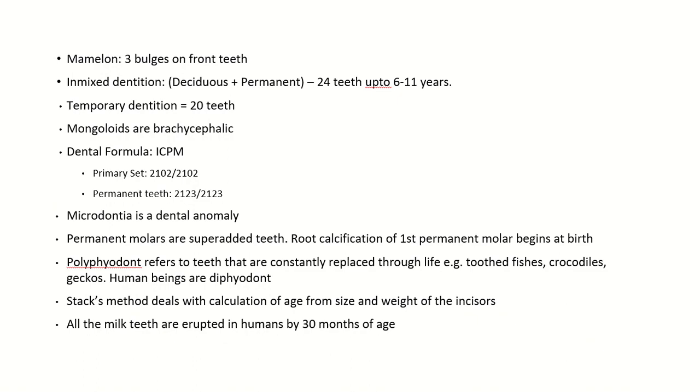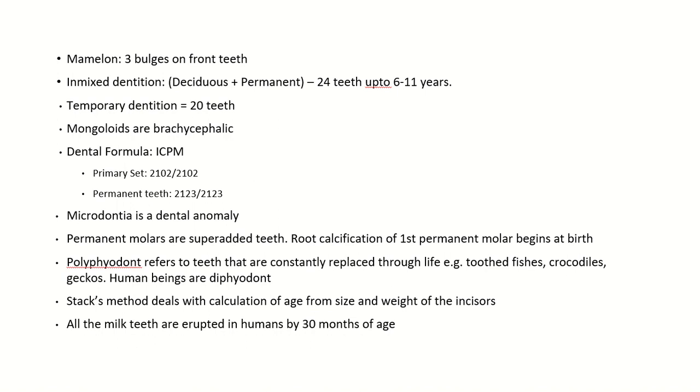Some important terms related to teeth. Mamelon is the 3 bulges on front teeth. Mixed dentition means permanent as well as the deciduous ones. In mixed dentition we have 24 teeth, and this dentition is from 6 to 11 years of age, where both the temporary and the permanent teeth are present. Temporary dentition: in temporary dentition we have 20 teeth.